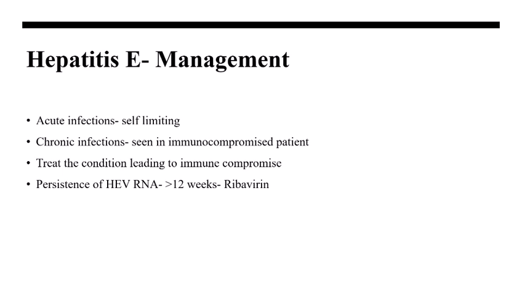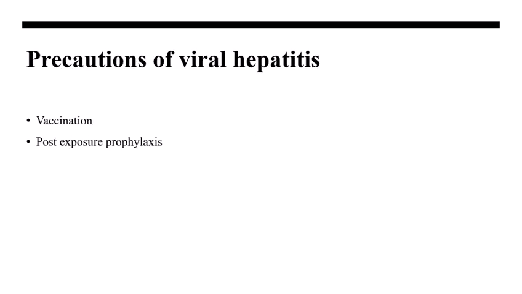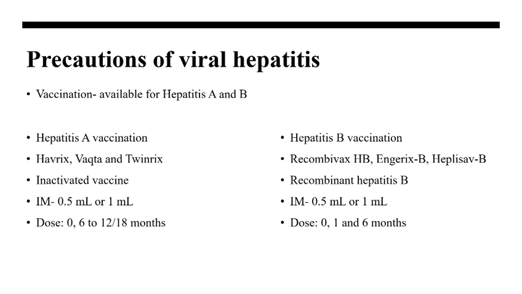Now, getting into the precautions of viral hepatitis, we have vaccination strategy and post-exposure prophylaxis. Vaccination is available for hepatitis A and B. Hepatitis A vaccines are inactivated vaccines under the names Havrix, Vaqta, and Twinrix. The dosage is given through the intramuscular route, and it is 0.5 ml for children at 0, and the second dose at 6 to 12 months. For adults, a 1 ml intramuscular injection is given at 0 and 6 to 18 months.